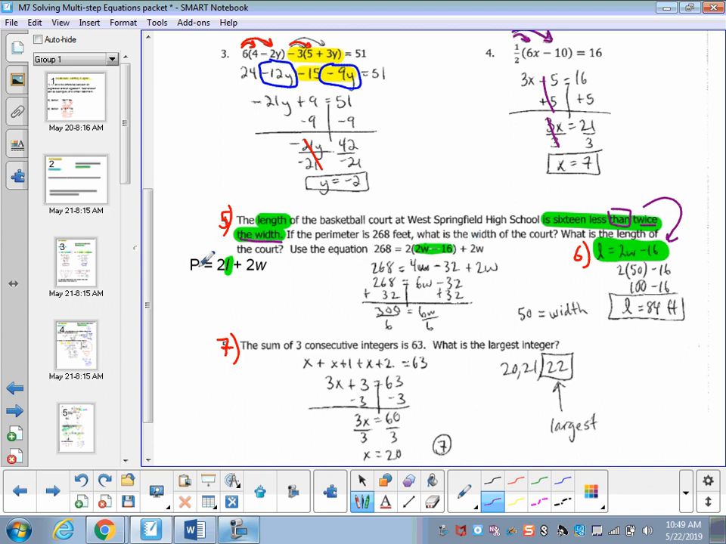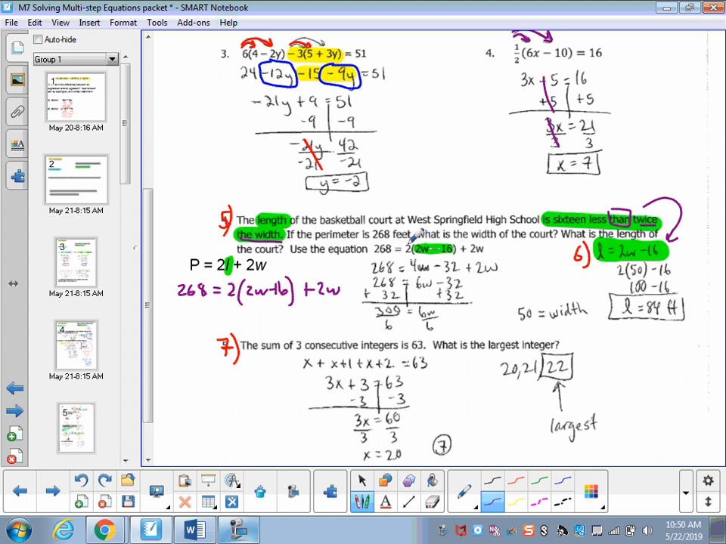All I've done is taken the perimeter and plugged it in. We're given in the problem that it's 268. We're also told in the problem that the length is 16 less than twice the width. And then of course I still have plus 2w. So that's how I got this equation that I provided to you guys to use.